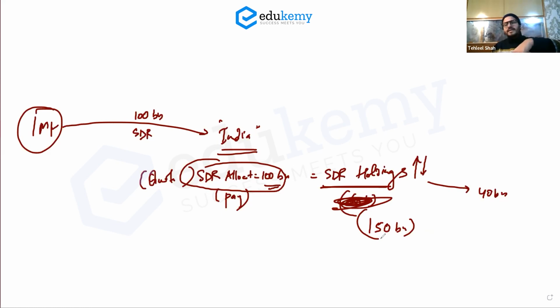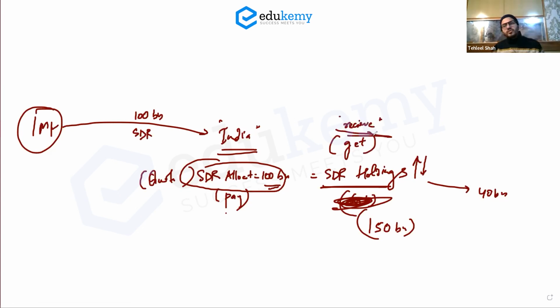So holding can either go up or come down. Depends on the country's use of it. Country कैसे इस्तेमाल कर रही है. Is the country increasing it or is the country decreasing it? Now, when you are getting the SDR allocation, you have to pay interest on it. And when you are holding the SDR, you receive interest on it.